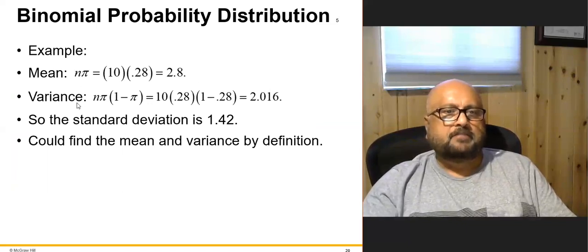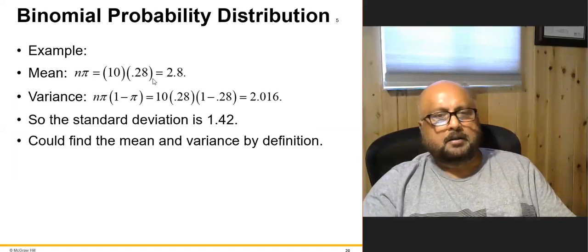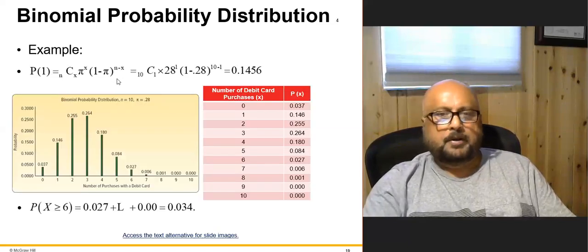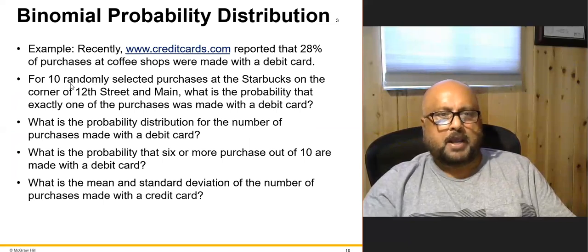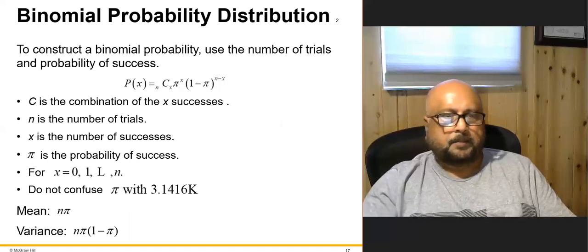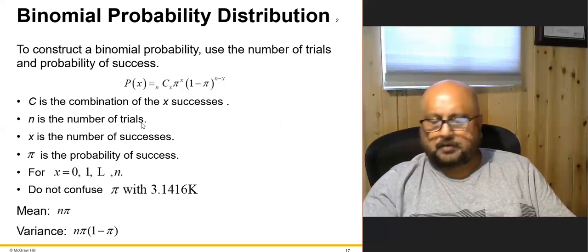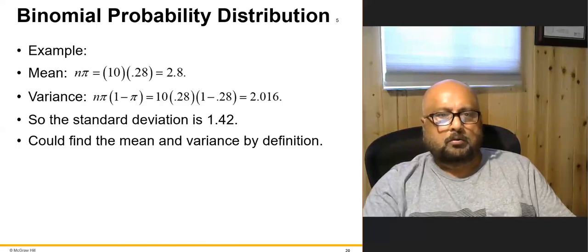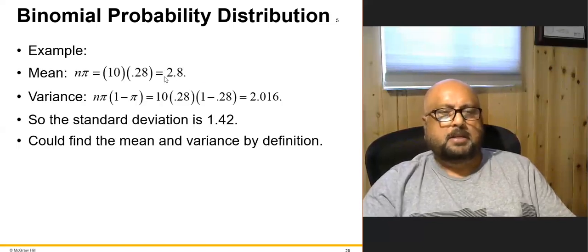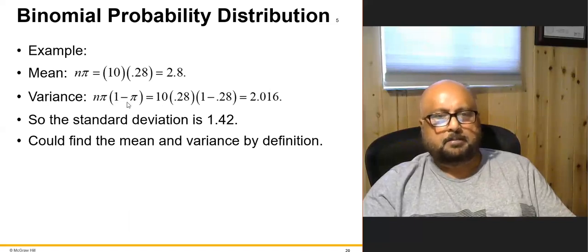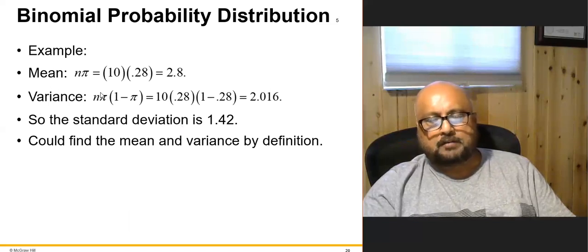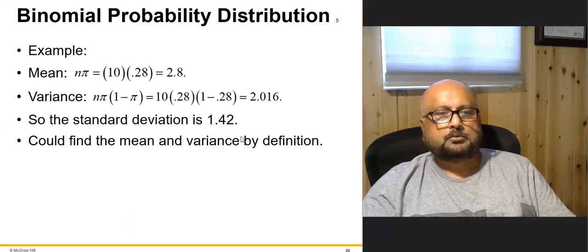Okay, we can find the mean and variance. We know the formulas, n pi. So n is the 10 randomly selected purchases, that's the number of trials. So n pi, we got 2.8, the mean. For the variance, we have the formula n pi 1 minus pi. We got this one, and take the square root of that, because this is sigma square and the standard deviation is sigma. So the square root of that gives sigma as 1.42.